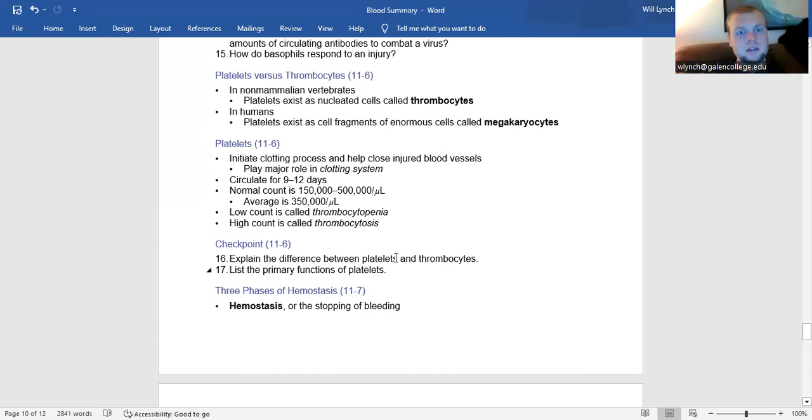So the difference between platelets and thrombocytes: platelets are going to be cell fragments of megakaryocytes. Thrombocytes are platelet cells that still have a nucleus. Primary functions of a platelet, again, are to initiate the clotting process and help to close off injured blood vessels.